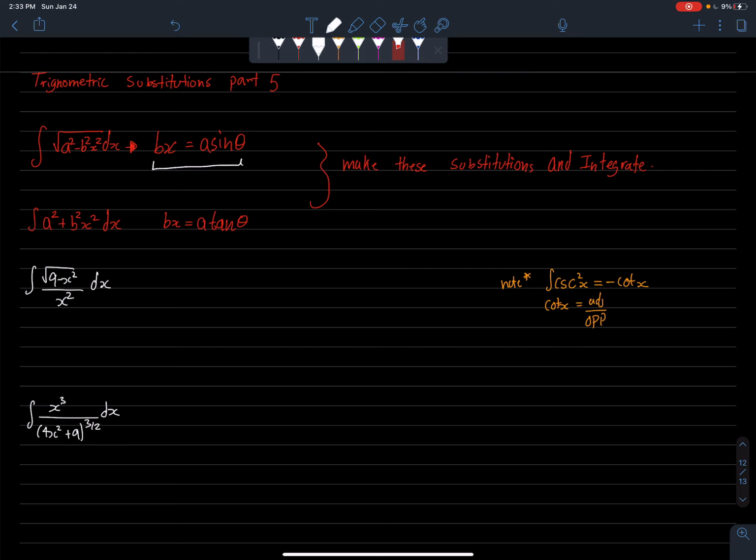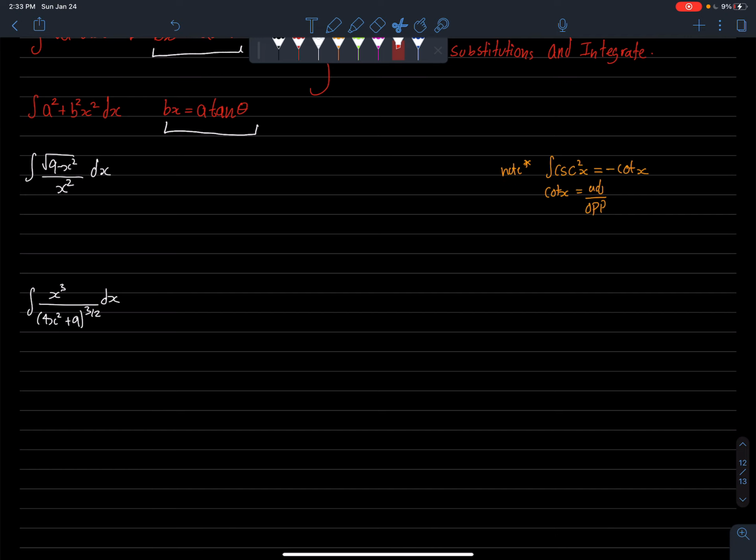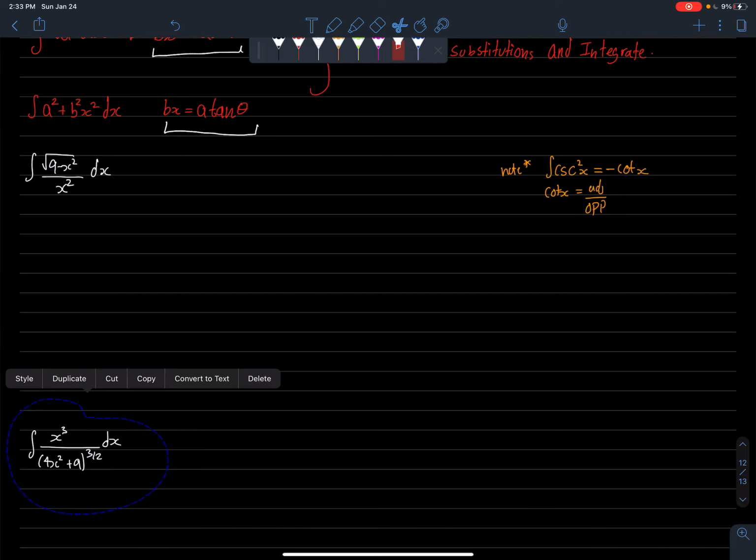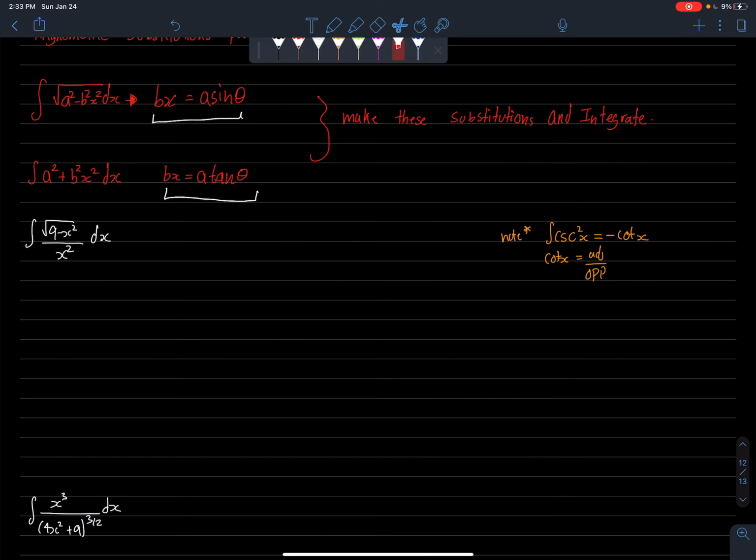Similarly, if you take the integral of a squared plus b squared x squared dx, where b and a are again constants, you want to make the substitution bx is equal to a tan theta. And then you just integrate from there on. So let's look at some examples. These will incorporate the integral methods that I showed previously.